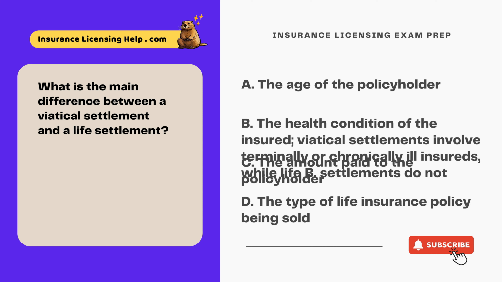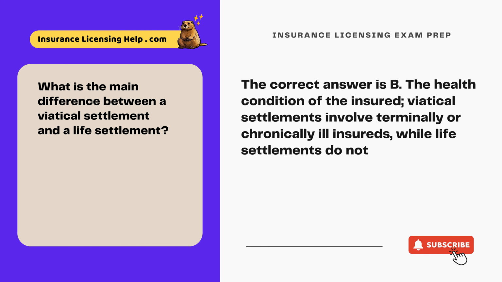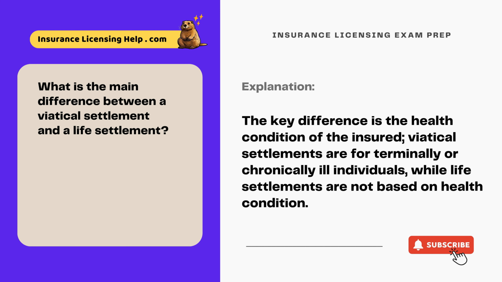C. The amount paid to the policyholder. D. The type of life insurance policy being sold. The correct answer is B. The health condition of the insured. Viatical settlements involve terminally or chronically ill insureds, while life settlements do not. The key difference is the health condition of the insured. Viatical settlements are for terminally or chronically ill individuals, while life settlements are not based on health condition.